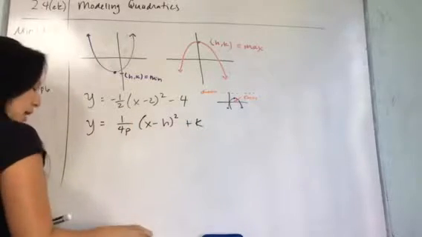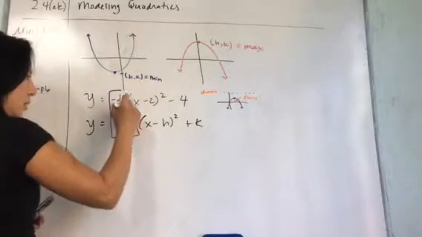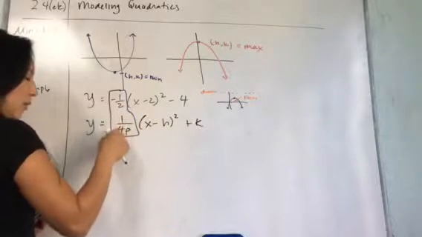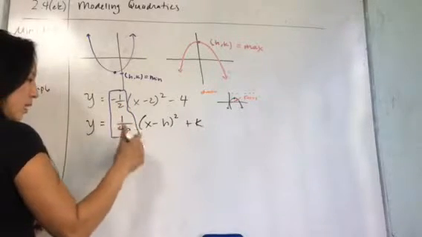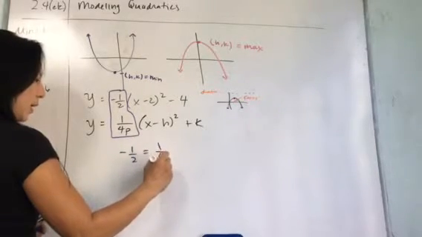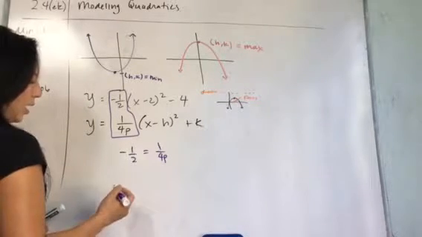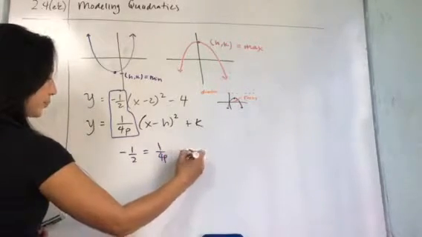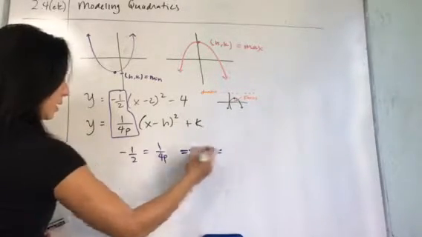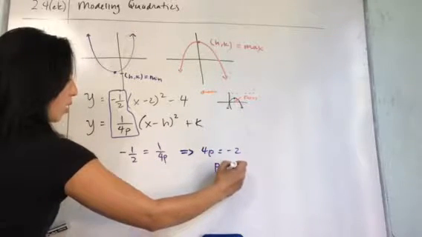So if I highlight this with a different color, you can see that this is my h, this is my k, but we might have to do a little bit of algebra to solve for what p is exactly. So in this case, we have -1/2 = 1/(4p). Now you can cross multiply, do whatever technique you like, okay? When you do that, I'm going to have 4p = -2, so p = -1/2.